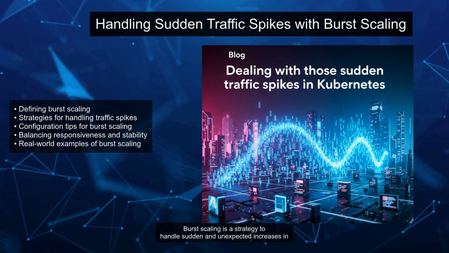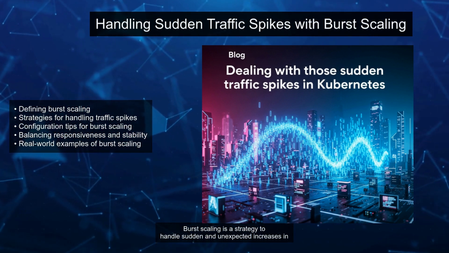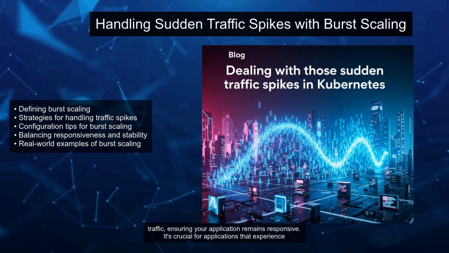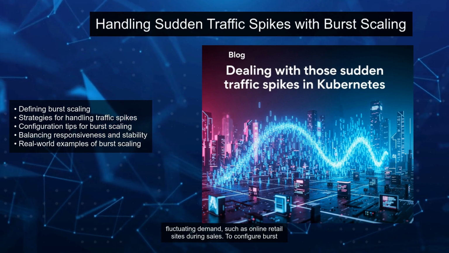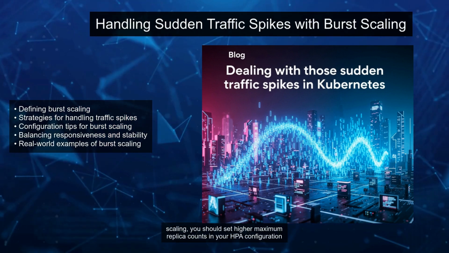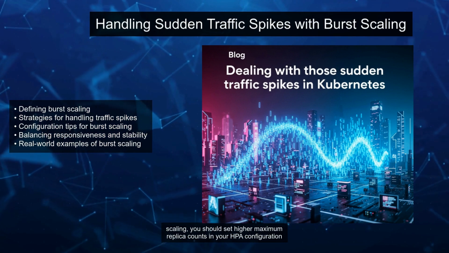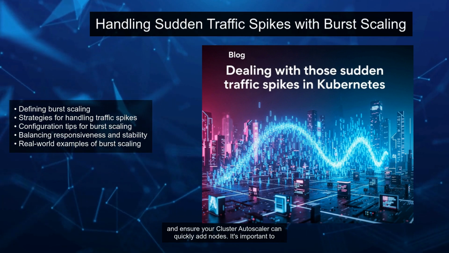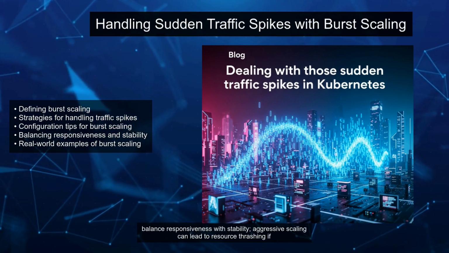Burst scaling is a strategy to handle sudden and unexpected increases in traffic, ensuring your application remains responsive. It's crucial for applications that experience fluctuating demand, such as online retail sites during sales. To configure burst scaling, you should set higher maximum replica counts in your HPA configuration and ensure your cluster autoscaler can quickly add nodes. It's important to balance responsiveness with stability.